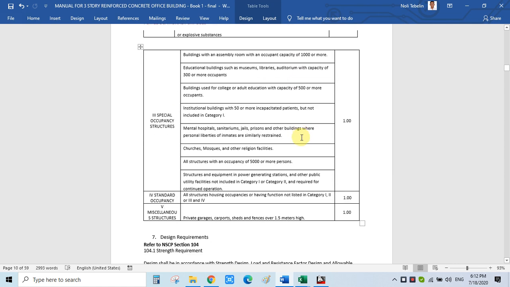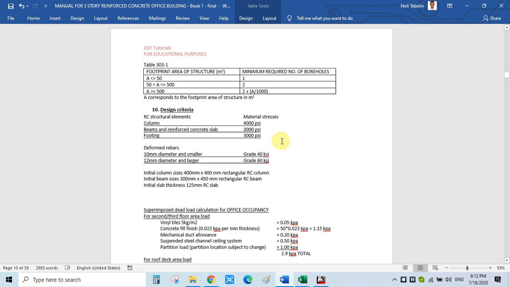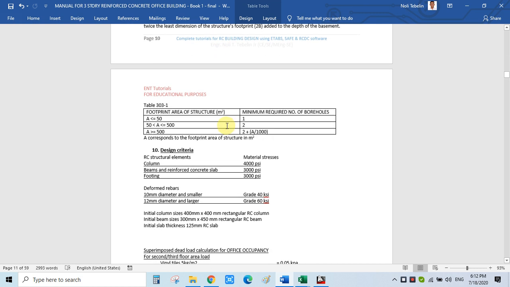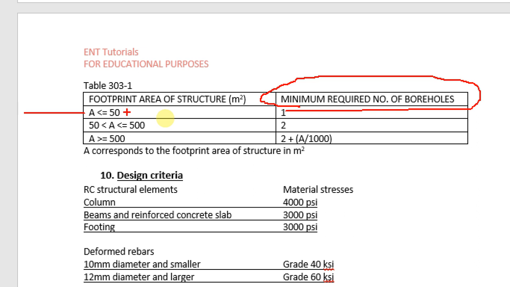Then, fast forward, we have a foundation investigation. So, refer to NSCP 303.1. Then, we have a minimum required number of boreholes. So, basahin nyo na lang itong part na to ng NSCP. So, for the area less than or equal to 50 square meters, we have a minimum of 1. Okay?